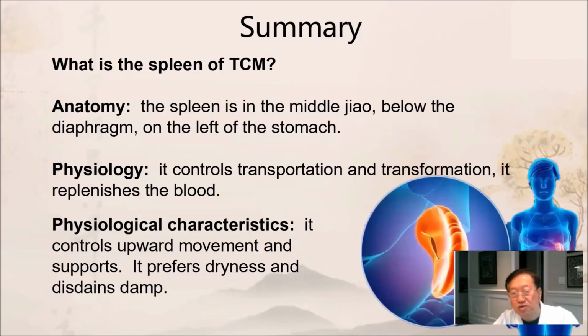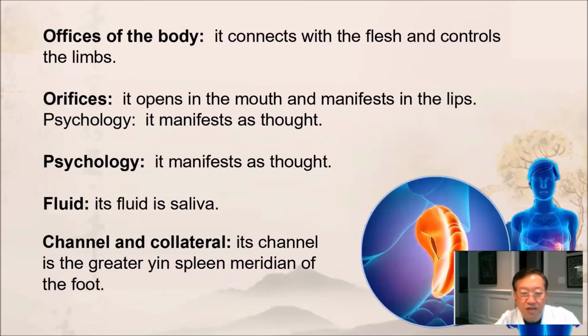Summary. What is the spleen of TCM? In anatomy, the spleen is in the middle jiao, below the diaphragm and on the left side of the stomach. In physiology, it controls transportation and transformation. It replenishes the blood. Its physiological characteristics are that it controls the upward movement and supports. It prefers dryness and disdains damp. In the body constituents, it connects with the flesh and controls the limbs. In the orifices, it opens in the mouth and manifests in the lips. In psychology, it manifests as thought. In fluid, it manifests as saliva.